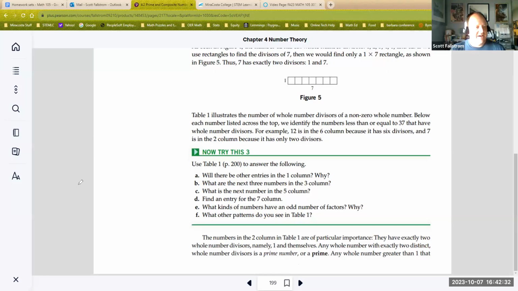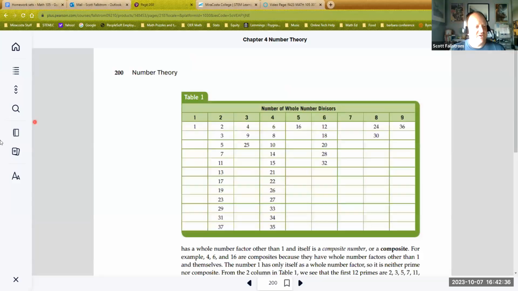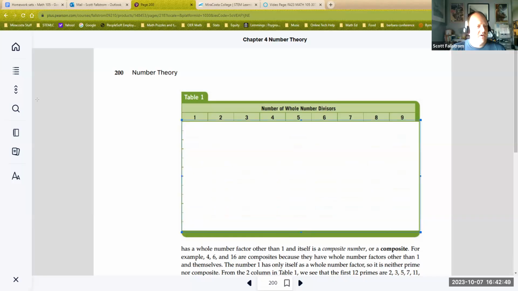Okay, so now I'm going to turn the page, and then we're going to do just a little bit of this. If you're looking at this page together with me, let's jump in. Let me get a little white space here, and we'll do some of this work ourselves. Okay, so here we go. There we are. All right, so this is a table that talks about the number of divisors.